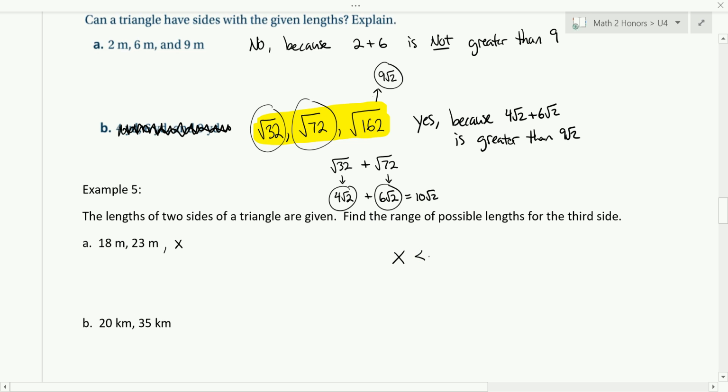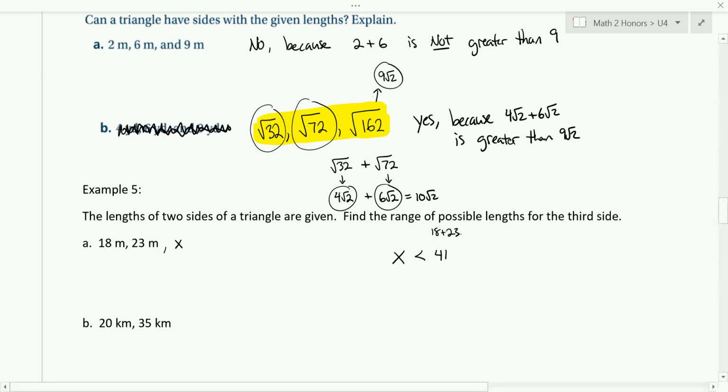Let's get X as big as we can get it. Let's say X is the largest of the three sides. It can't go above what? It can't even be equal to it. It can't be above or equal to 18 plus 23, which is 41, right? Because the rule is, if I pick 42 for X, it wouldn't work, because I have to add my two smaller values, and that sum has to be bigger than my third value. So X has to be less than 41.